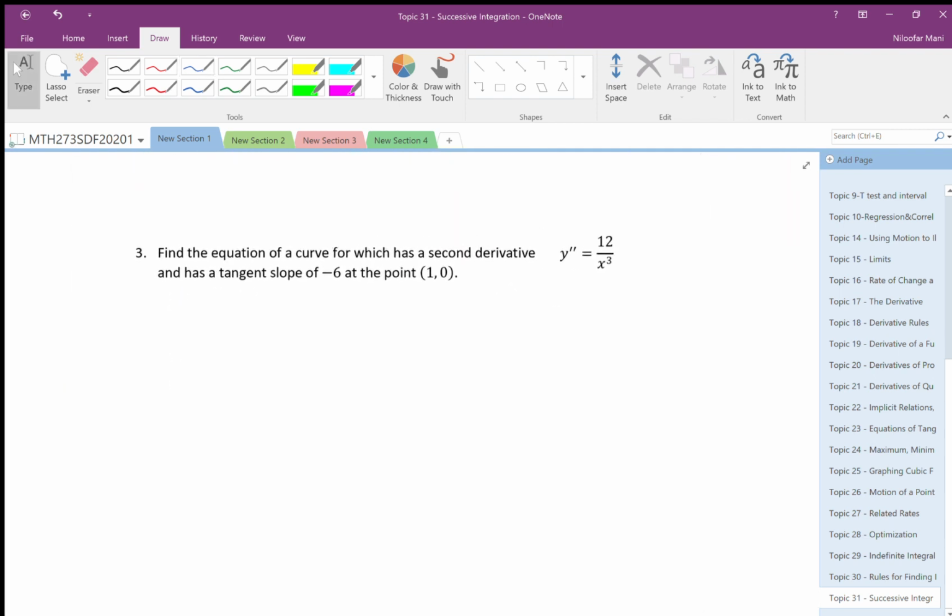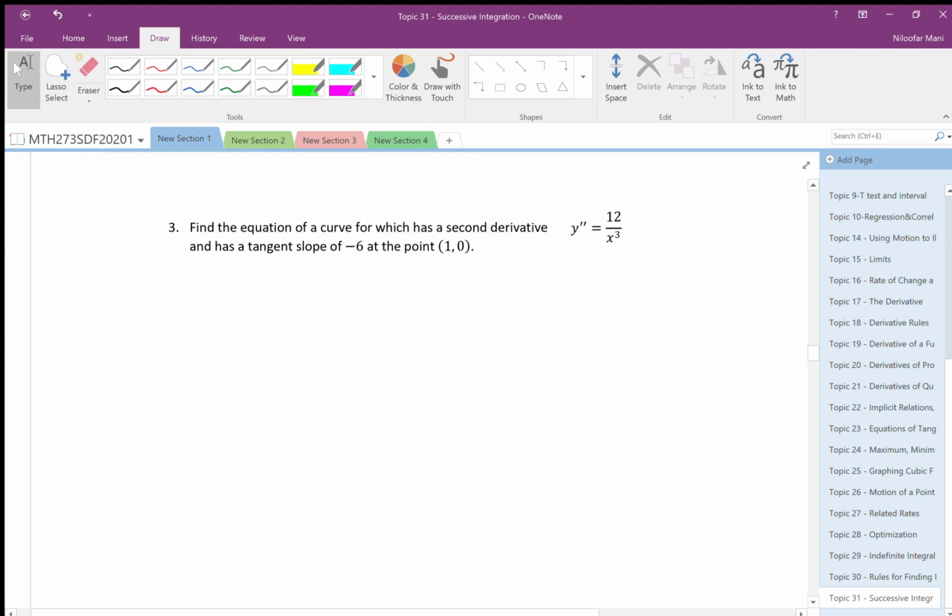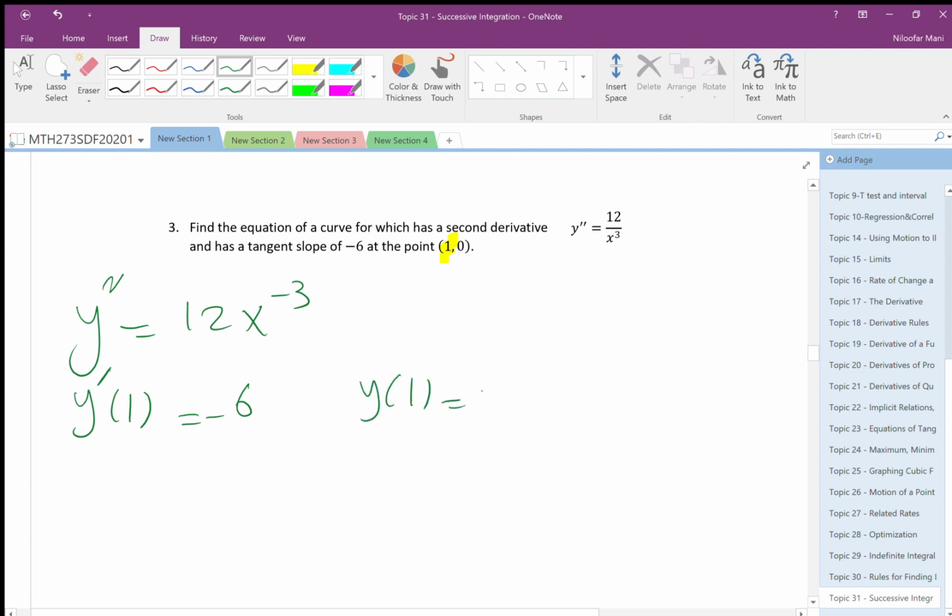How about this one? It says find the equation of the curve that has second derivative. See here, I give you the second derivative, so you have the second derivative equal to that. You have a slope of the tangent line at this point. So y prime at 1, because it says the slope of the tangent line is -6, and y at 1 is 0.